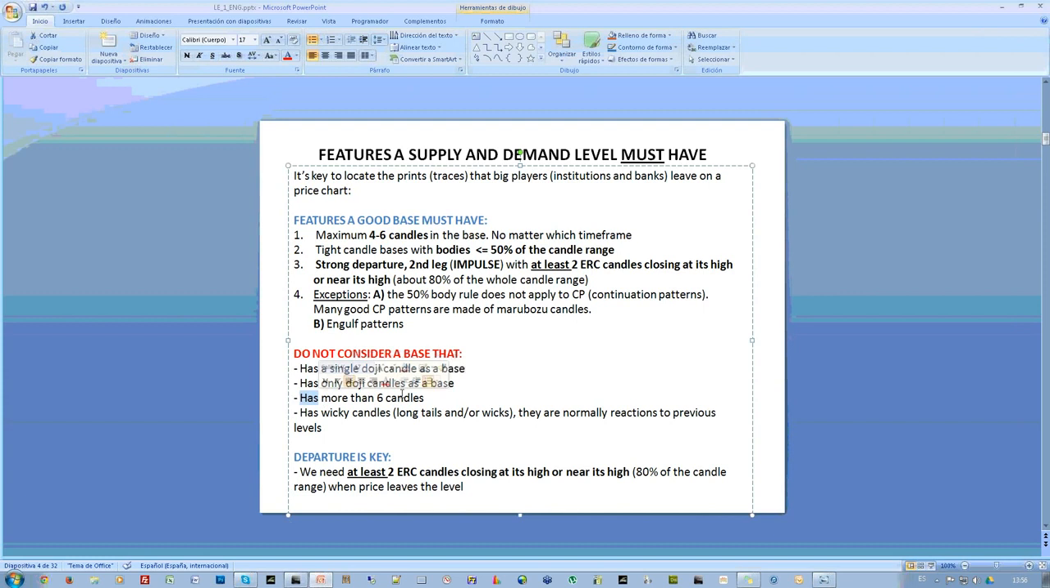We don't want a base with more than six candles. It's the same rule here: if this is a minimum, of course this is a maximum. And we don't want wicky candles, long tails or wicks. They are normally a reaction to previous levels. So when we see a wicky candle or candles at a base, we won't even consider that level.